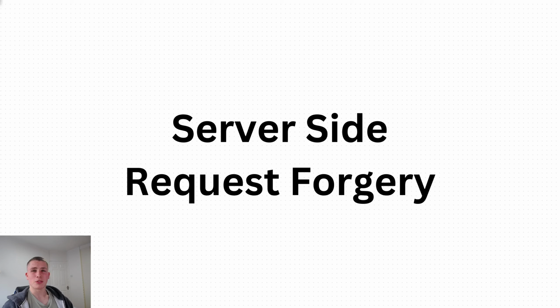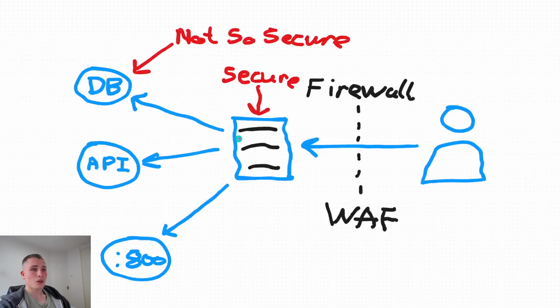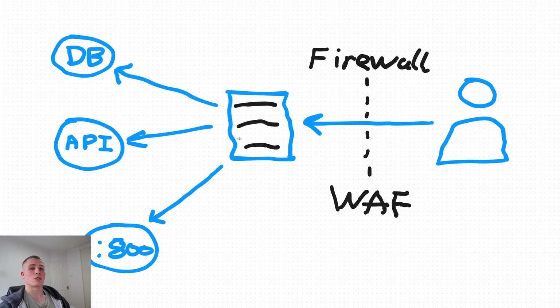As always, I'll start with the high-level overview of what this bug is, and then I'll jump into the code and some real demo examples so that you can actually see how it works in real life. So we'll start off with what is server-side request forgery. Server-side request forgery is when we can basically trick the server into making requests on our behalf.